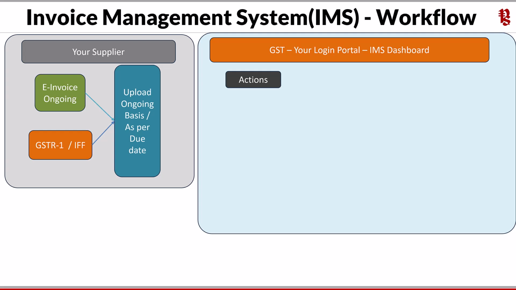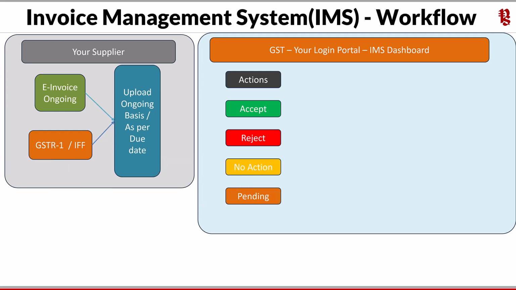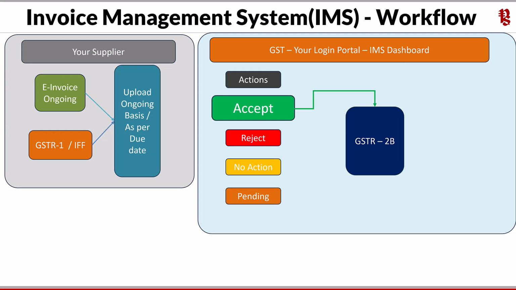You have actions to be performed. So let us understand what actions you need to perform. The first one is accept. The second one is reject. The third one, no action. Fourth, pending. Any of these actions will impact your GSTR 2B. So now let us see what happens once you act on accept. When you click on accept, you mark the bill as accepted and the same will be reflected in your 2B as eligible input credit.